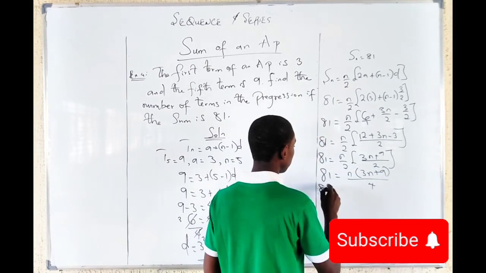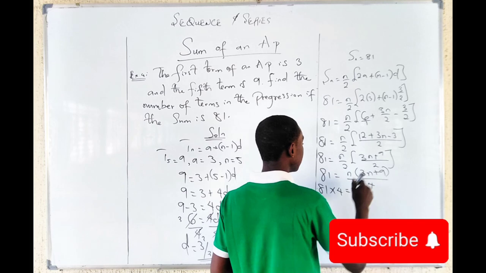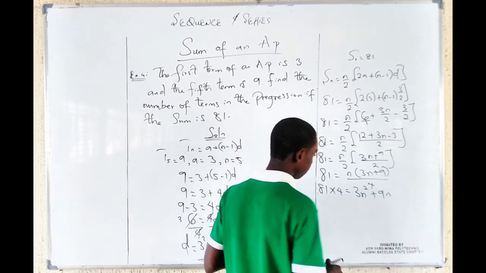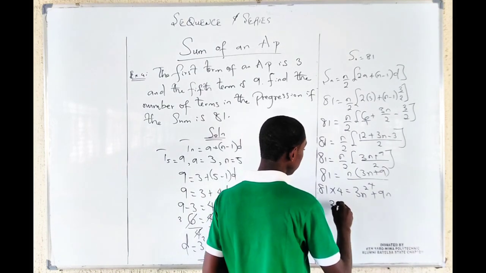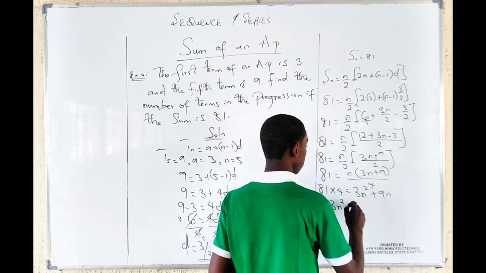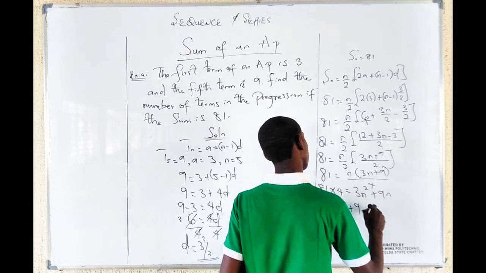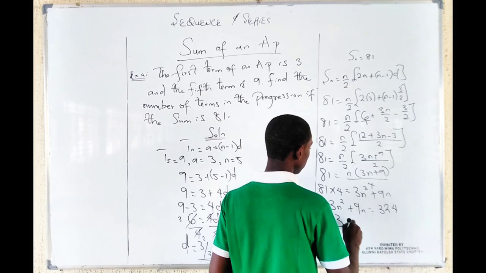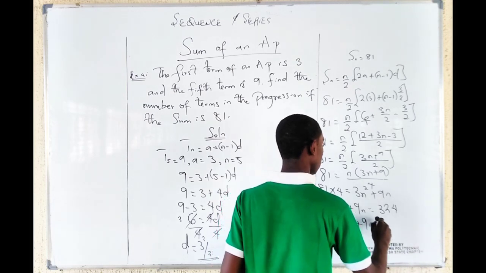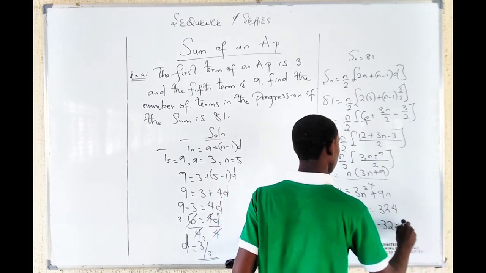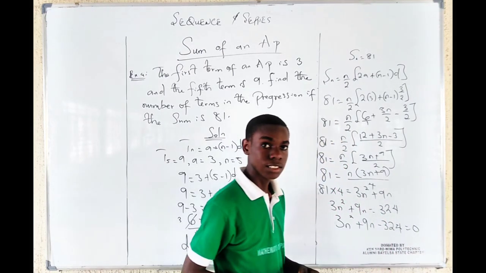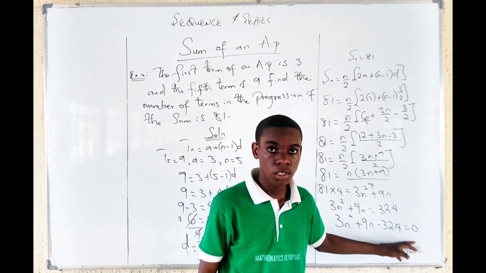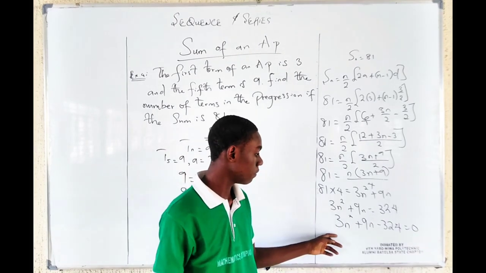So it was multiplied now. 81 times 4 is equal to n times 3n, which is 3n squared, then n times 9 is 9n. So rearranging this, 3n squared plus 9n will be equal to 324. So 3n squared plus 9n minus 324 will be equal to 0. And this is a quadratic equation. So I'm going to solve this using any method of solving quadratic equations to get the values of n.